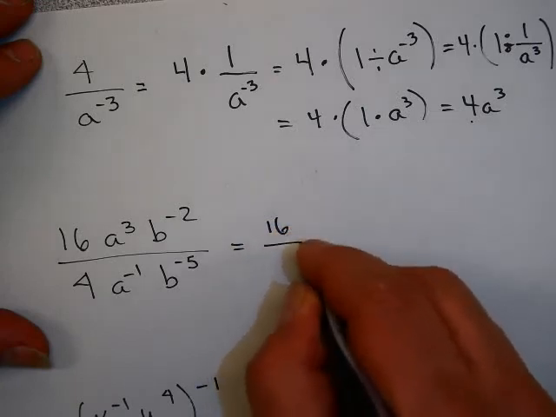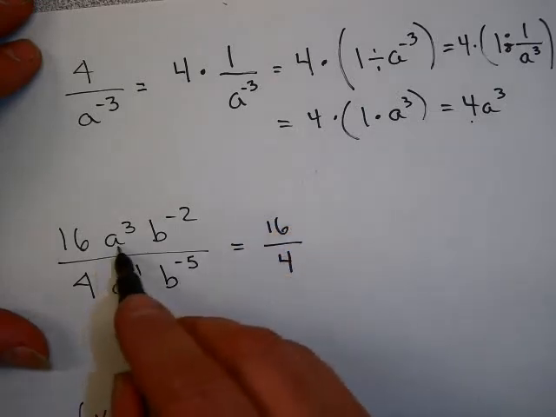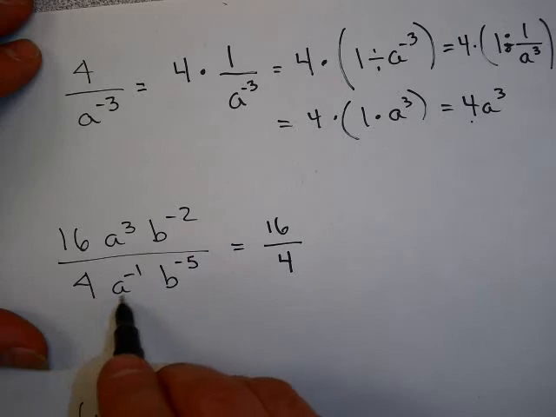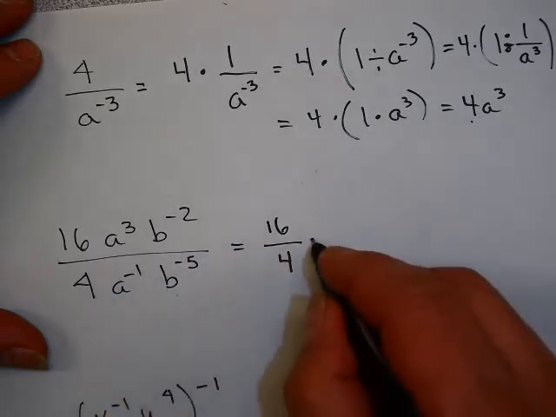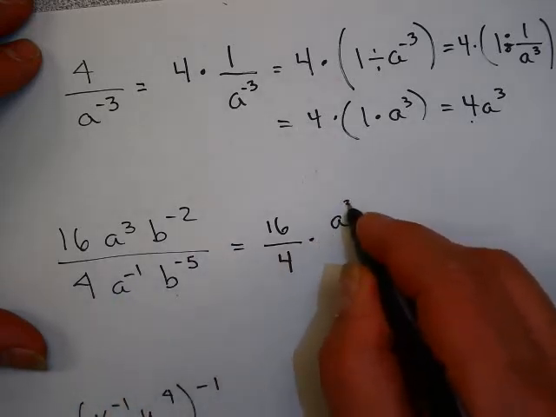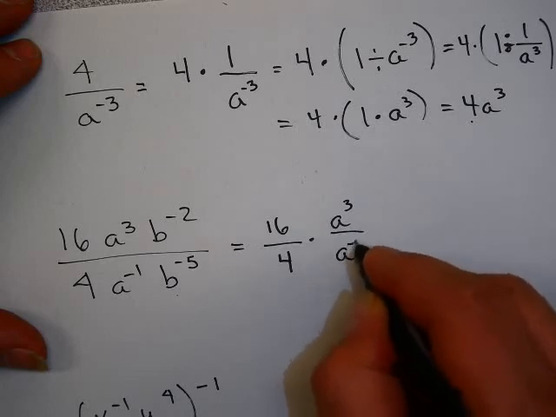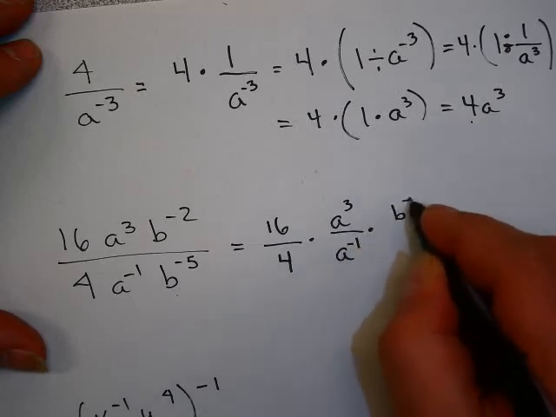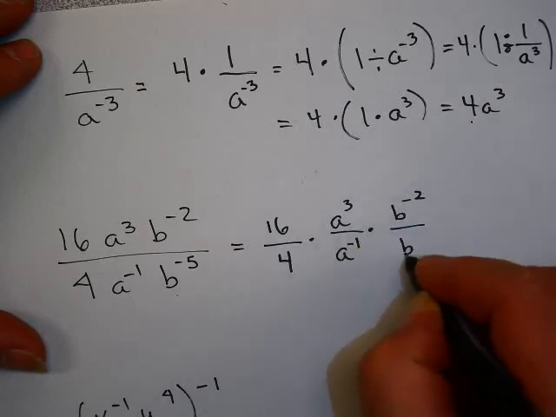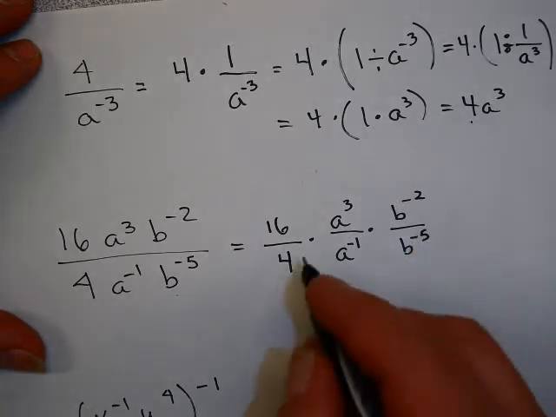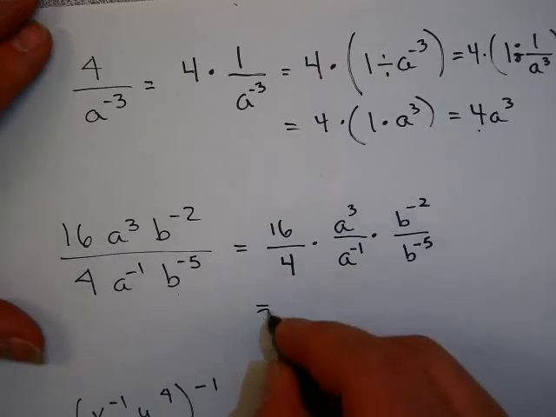Very complicated problem. 16a cubed b to the minus 2 over 4a to the minus 1 b to the minus 5. This is a cubed over a to the minus 1. This is b to the minus 2 over b to the minus 5. Now, a couple of different ways you can do this, but here's one way.